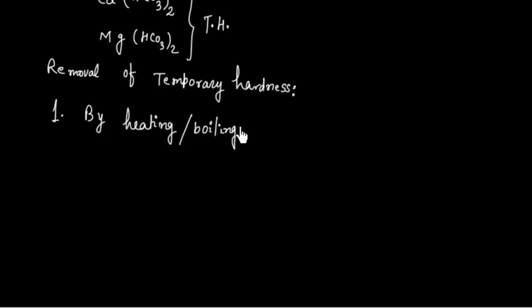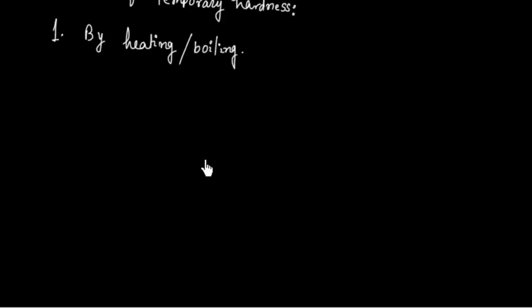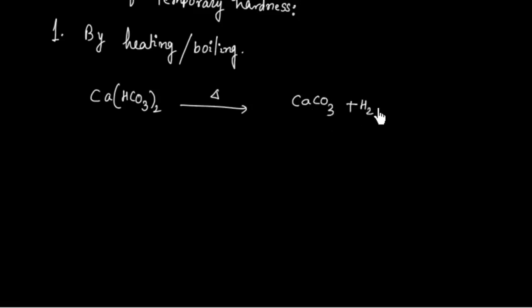So if we have water that is temporarily hard, let us say calcium bicarbonate, and if we heat, these bicarbonates dissociate and give you carbonate. So you will have CaCO3 plus H2O plus CO2. Now this CaCO3 is an insoluble salt that gets precipitated. So you see we have removed this Ca2+ in the form of an insoluble salt. So this is a way to remove temporary hardness.